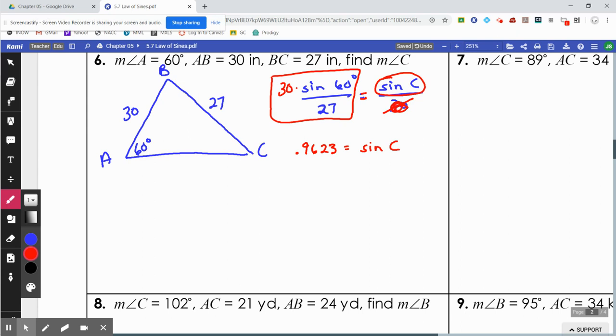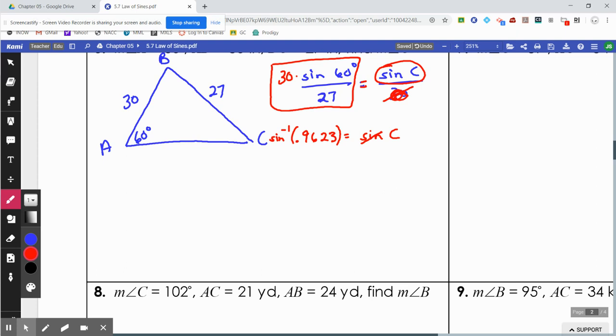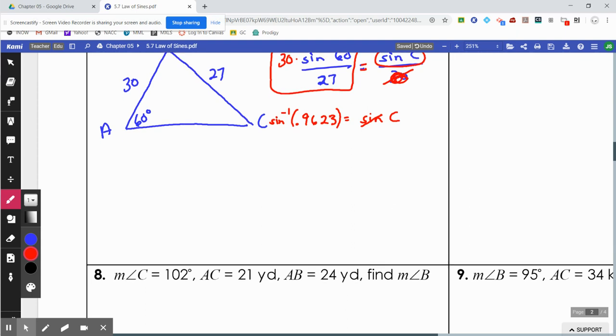We've got to get C by itself by taking the sine like we did in an earlier lesson, and we've got to move it to the other side by doing the inverse sine. Now, something we didn't introduce in that other lesson is, hey, inverse sine of 0.9623 might have two answers. It might have a first quadrant answer and a second quadrant answer. Your calculator only gives you the first quadrant answer. When you type this in, you get C is equal to 74.2 degrees. But there's an issue because there's another angle.